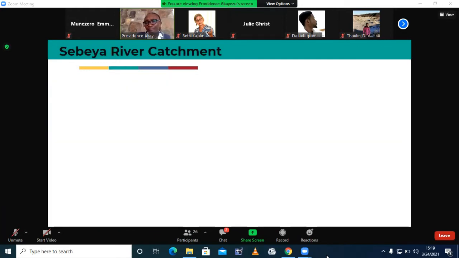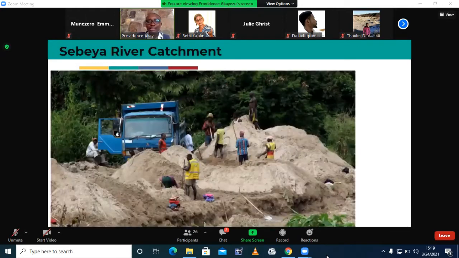Now, understanding some of the things that you can see, some of the ecosystem services, you see people extracting sand from the river, and this sand is actually transported to Goma, a very hot city in the DRC, close to Gisenyi in Rwanda.